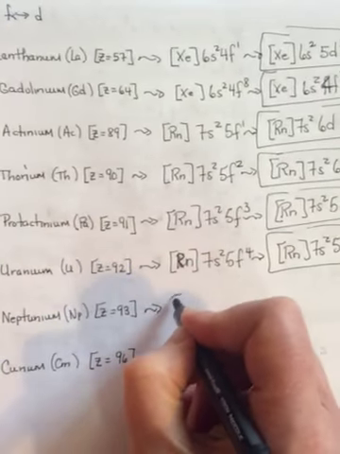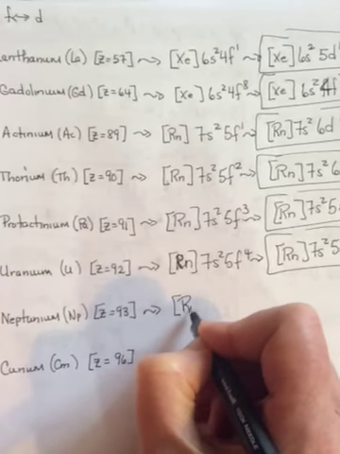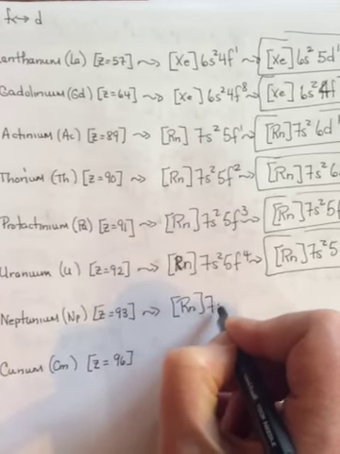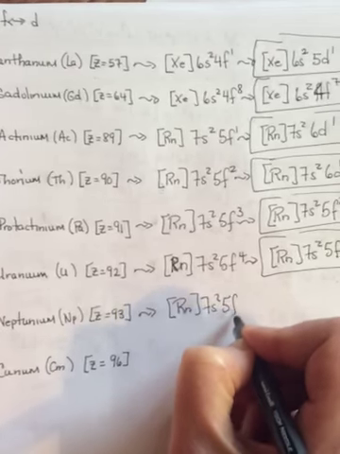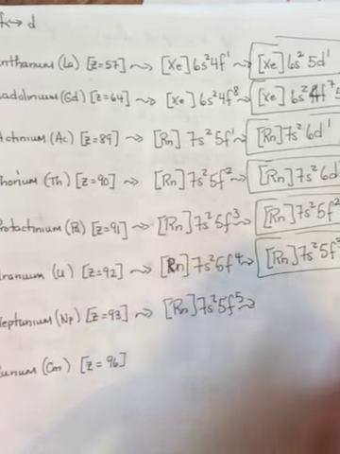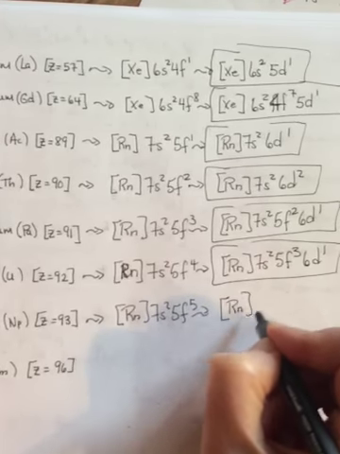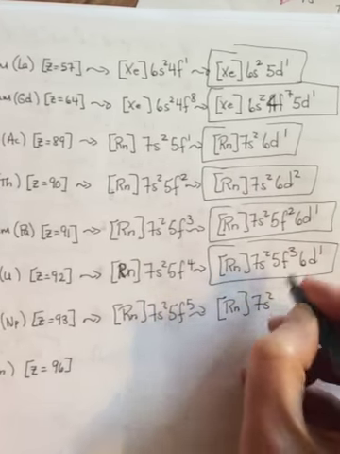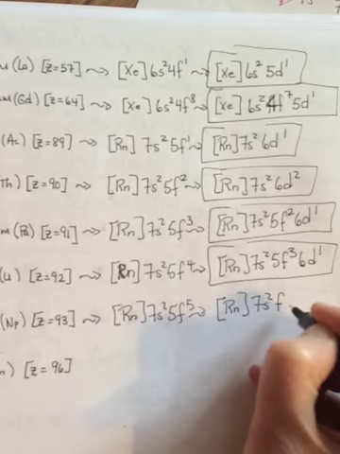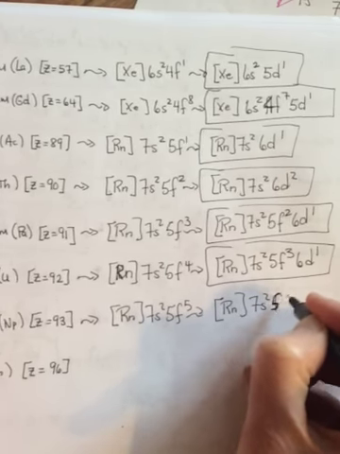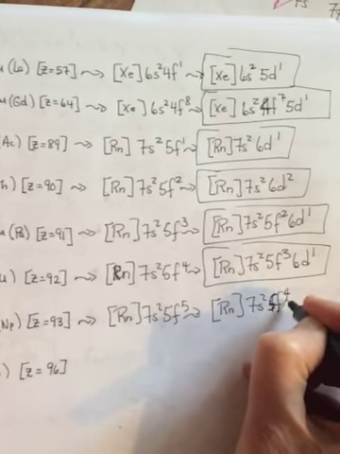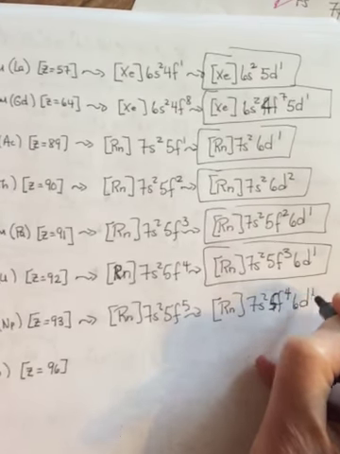Neptunium, one more than uranium. So again, Rn 7s2, 5f5, and it becomes Rn 7s2, 5f4, 6d1.